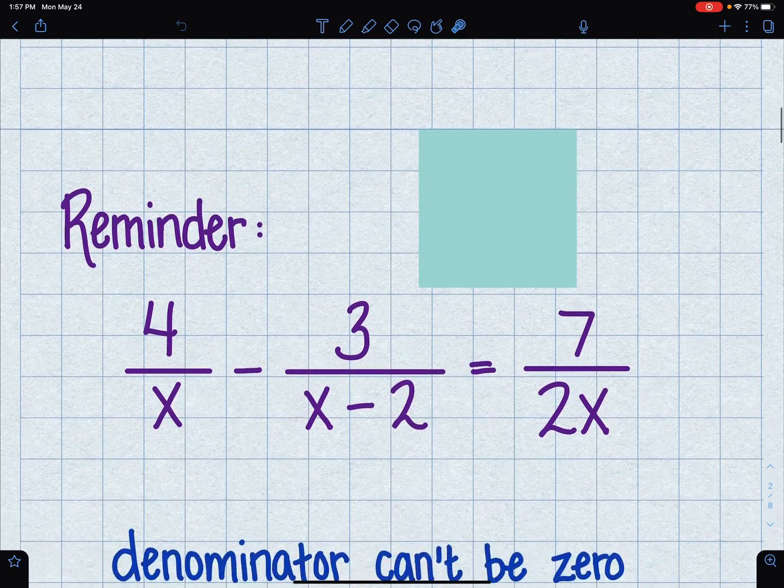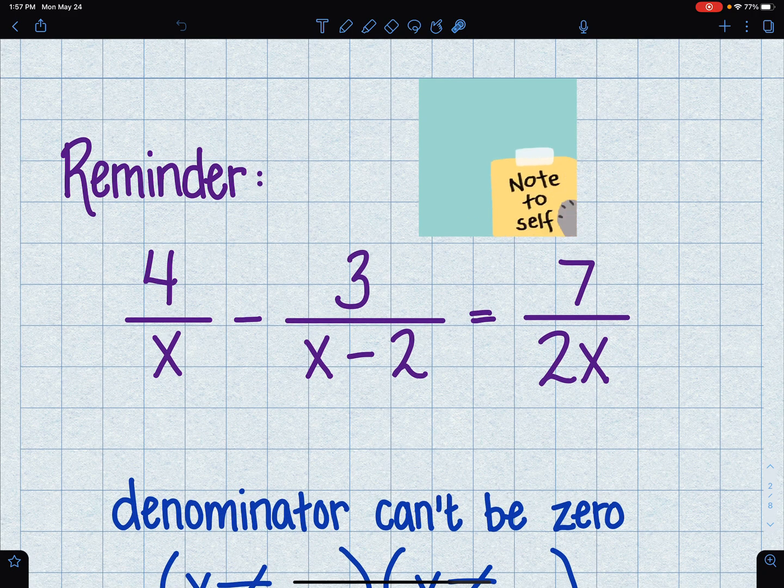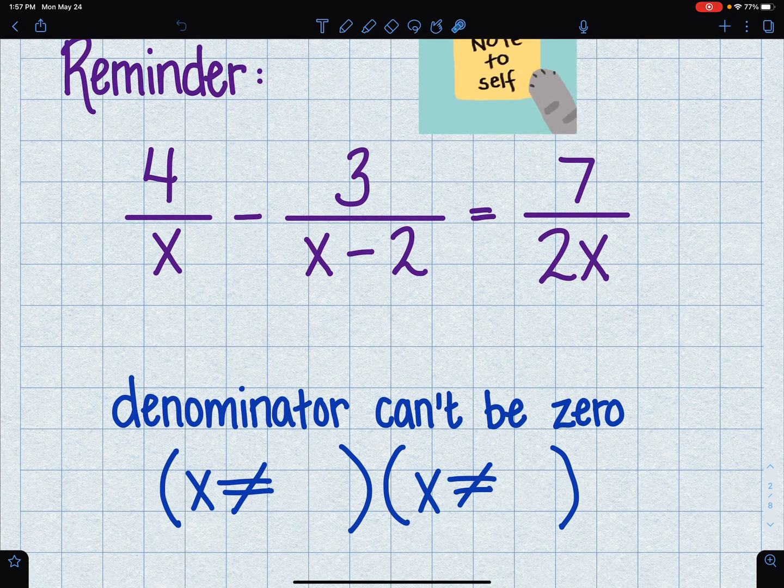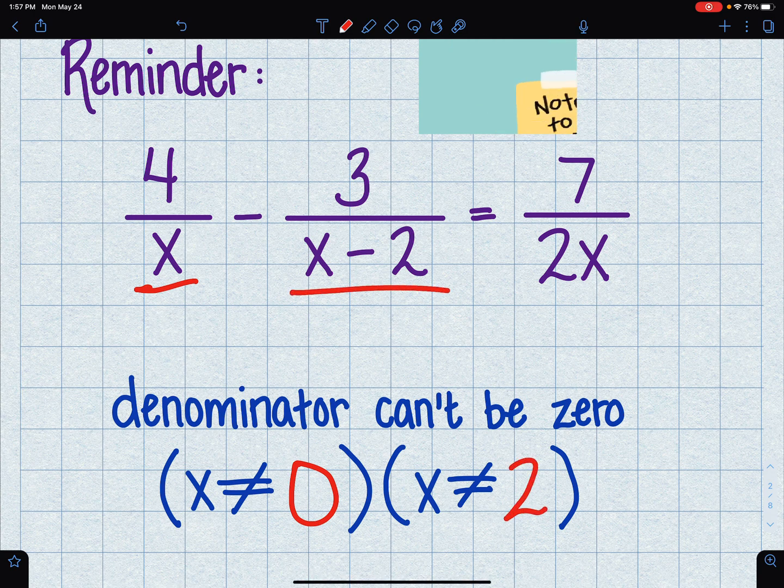Alrighty. Okay, so just as a quick reminder, as a note to self, when you see a problem like this and you see variables in the denominator like this, you know you're dealing with a rational equation. The first thing to do is say the things that x cannot be. So the denominator can't be 0 because you can't divide by 0. So in this example, x cannot be 0, and x, because of this, cannot be 2, because then you'd have 2 minus 2 and you'd have a 0 for the denominator.